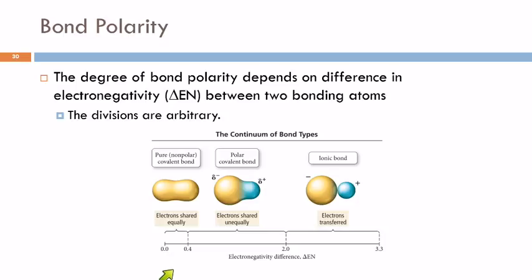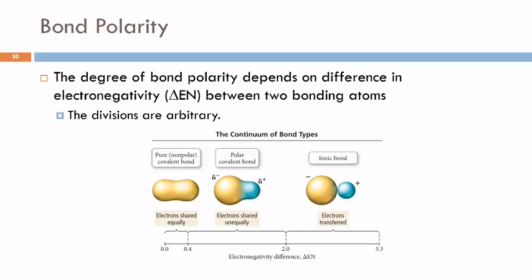So the arbitrary divisions are that if the difference is from 0 to 0.4, we call that a nonpolar bond. Sometimes it's called a pure covalent bond. I prefer to say nonpolar. If you have an electronegativity difference between 0.4 and 2.0, that's still being shared, but it's called a polar covalent bond. If the difference gets above 2, then we consider it to be an ionic bond, and the ions are transferred. But these divisions are arbitrary.